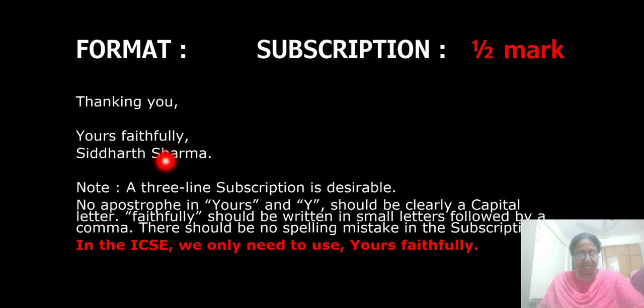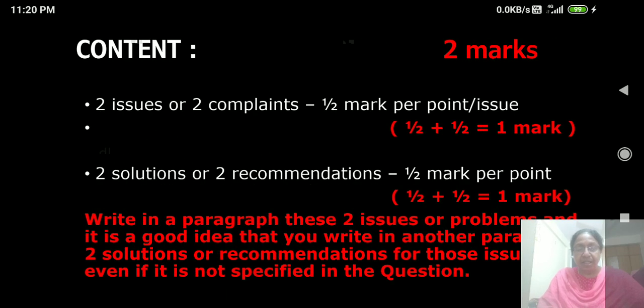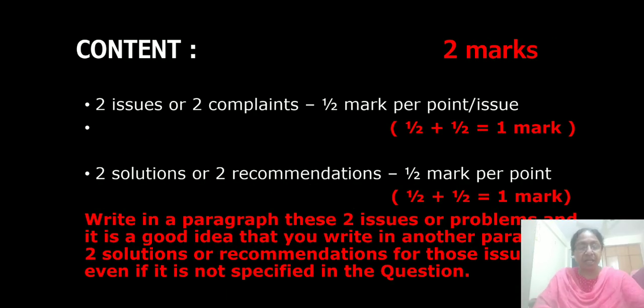So it is clear that only if the subscription in its entirety is correct will you get the 1 mark allotted for this. So here's a mistake, half mark. It should be half plus half, 1 mark. Half for yours faithfully, half for the name and surname. So half plus half, 1 mark. Next comes the content of the letter, which carries 2 marks.